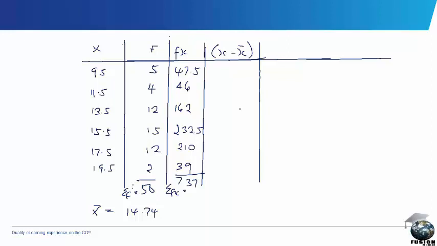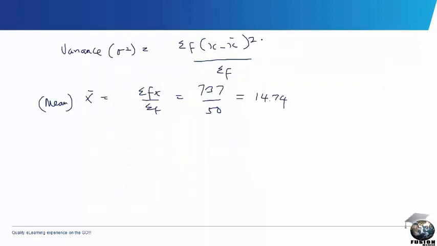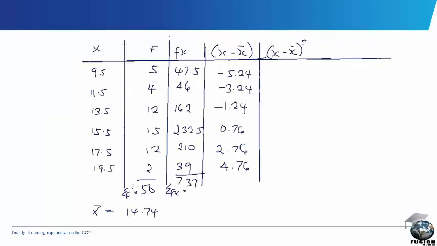Okay, so we do that for all the data points. Then we say 13.5 minus 14.74, and you have minus 1.24. It continues in that manner till we get to minus 5.24. The next thing we do is square x minus x bar, so we have to square the values from this outcome.